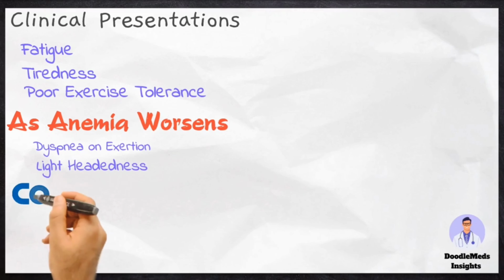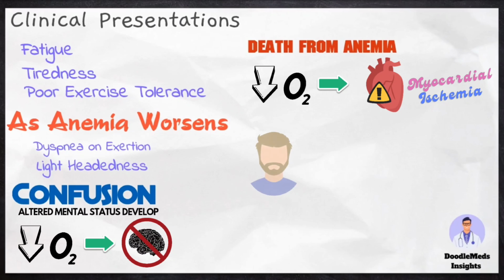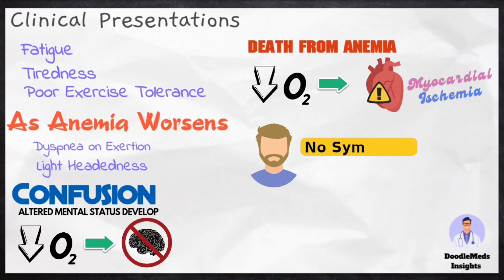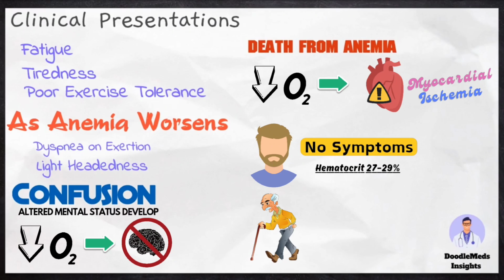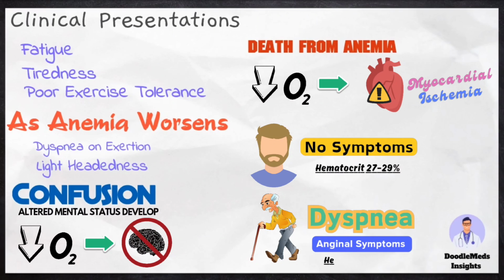The severity of symptoms is related to the underlying condition of the patient. A healthy young patient may have no symptoms at all with hematocrit 27 to 29%, whereas an older patient with heart disease may develop dyspnea or anginal symptoms with the same hematocrit.